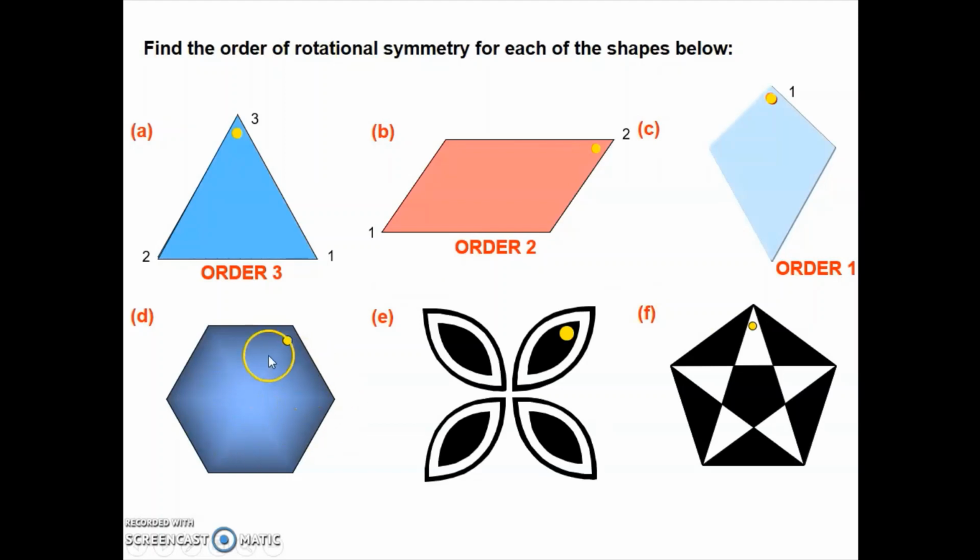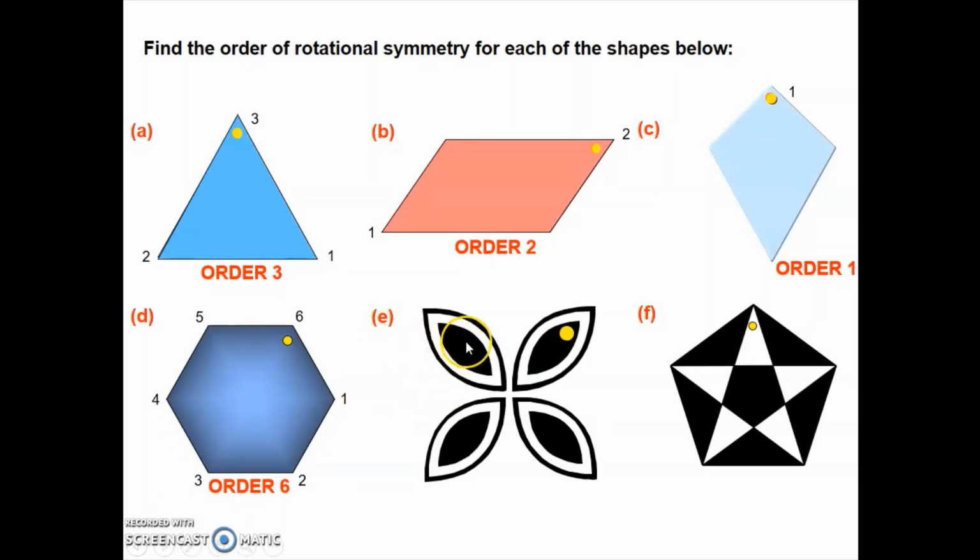If we move on to D, we can probably make a prediction as to the order of rotational symmetry of this hexagon. Once, twice, 3 times, 4, 5, and back to the original position, 6. So this hexagon has order 6, order of rotational symmetry 6.